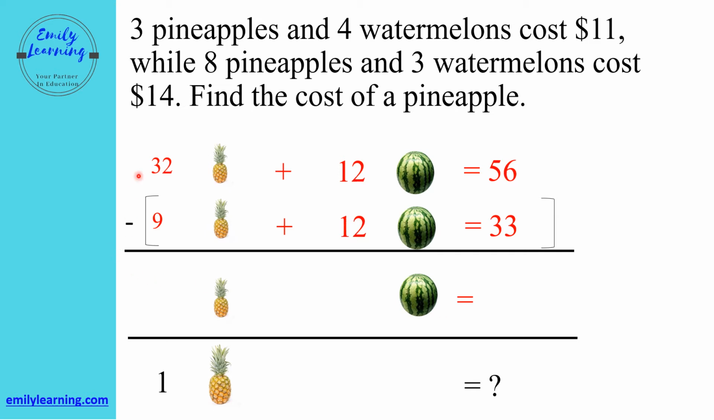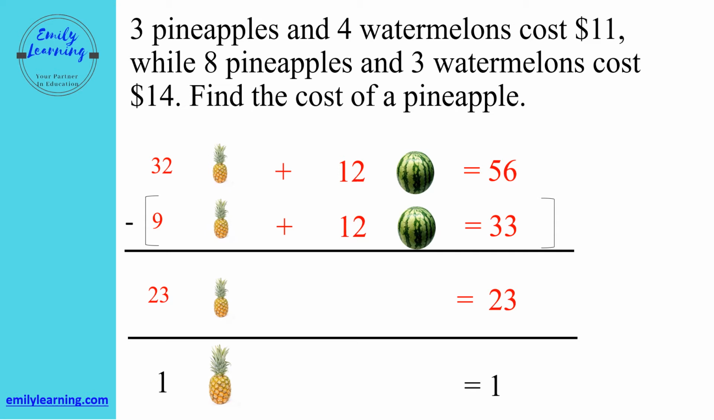So what I'll do is the pineapples first. Take 32 minus 9 and I get 23. 12 minus 12 is 0, so no more watermelons. 56 minus 33 will give me 23. So I know 23 pineapples cost $23. So the cost of 1 pineapple would be $1. All right, so this is how we usually do it in primary school.